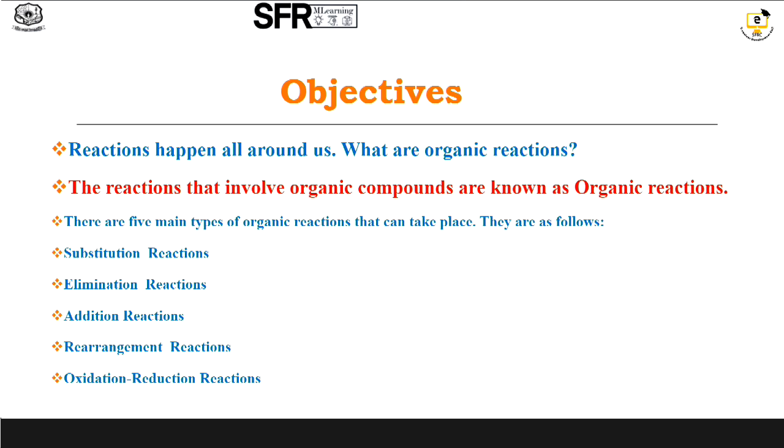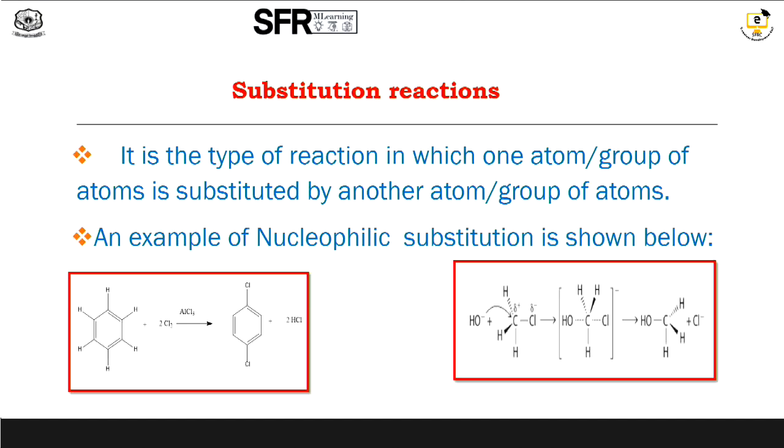They are as follows. What are they? Substitution reactions, elimination reactions, addition reactions, rearrangement reactions, and oxidation reduction reactions. So there are 5 main types. We will discuss in the coming slides one by one.